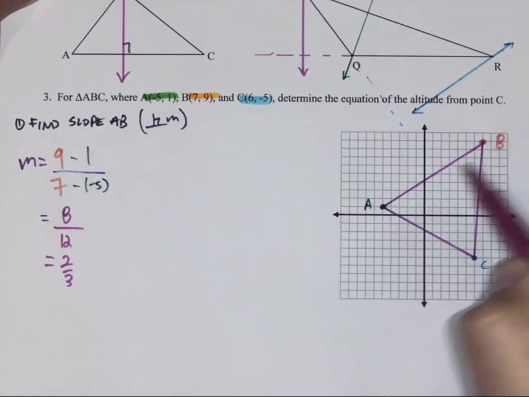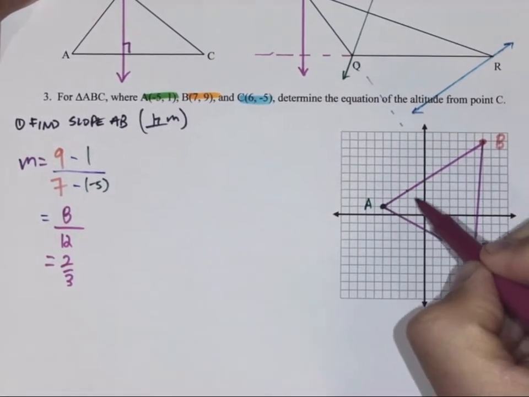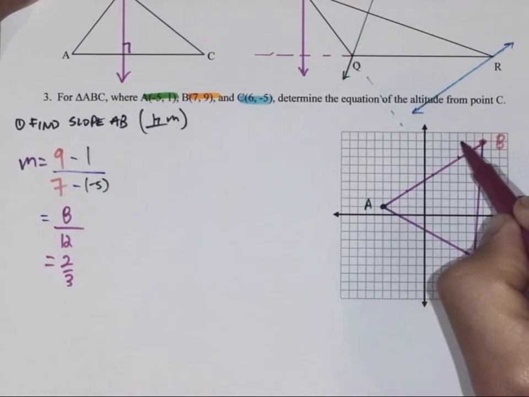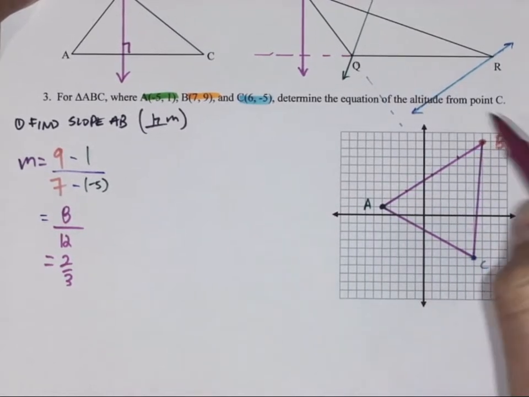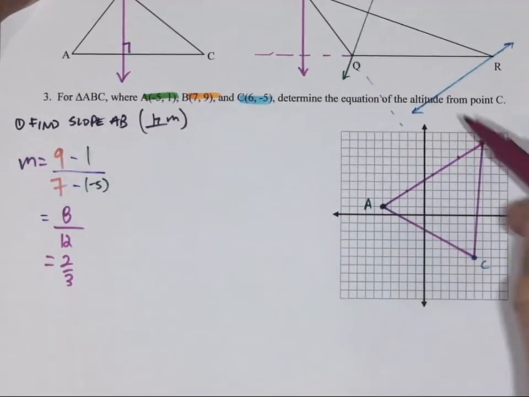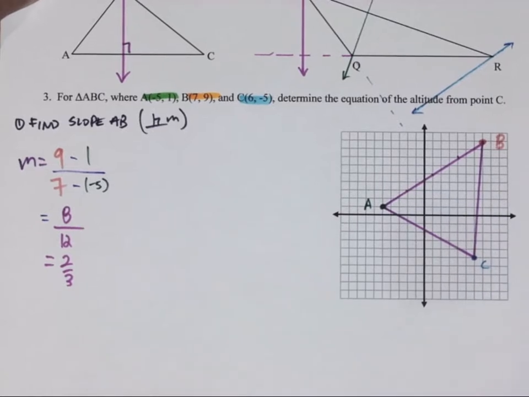So the slope from A to B is 2/3. We could count that: 1, 2, 1, 2, 3, hey. If we didn't do the math and we actually had a chart, we would show our rise and our run to get our slope, showing our work.